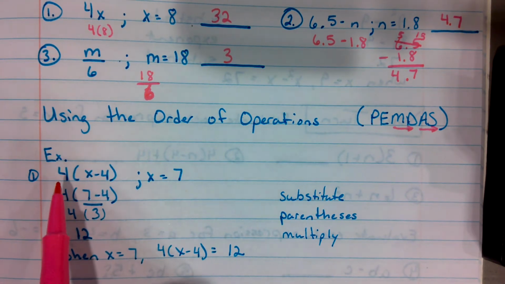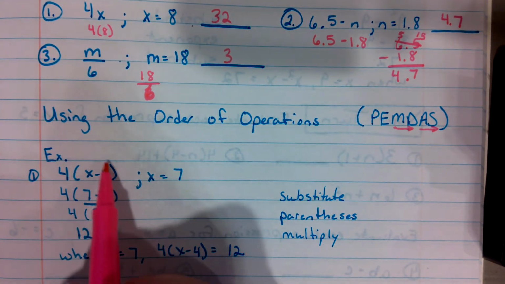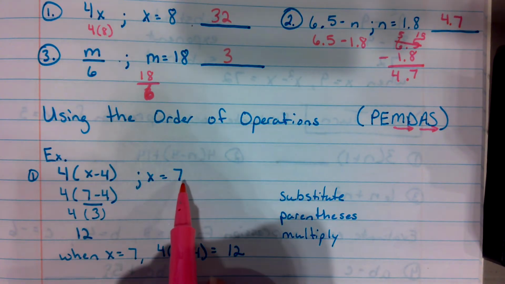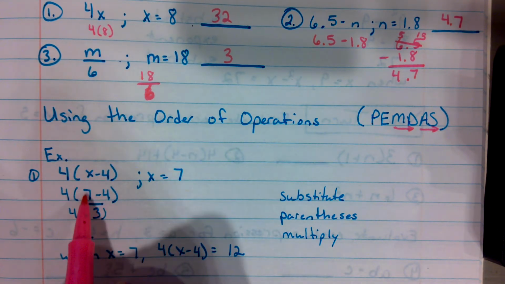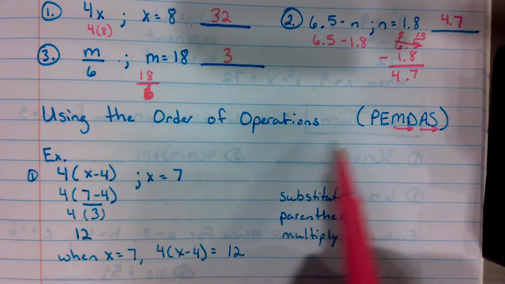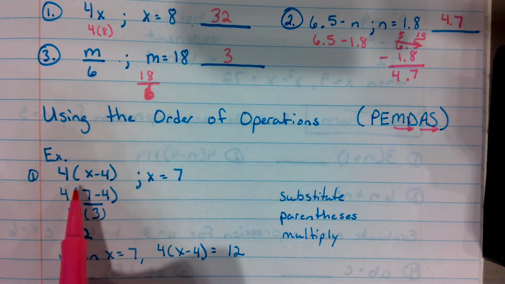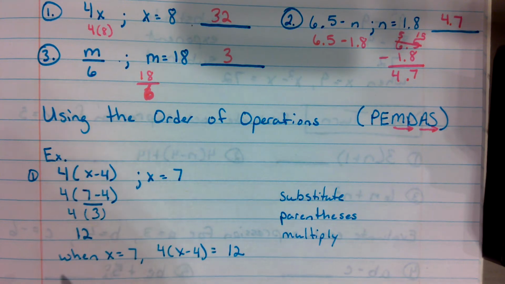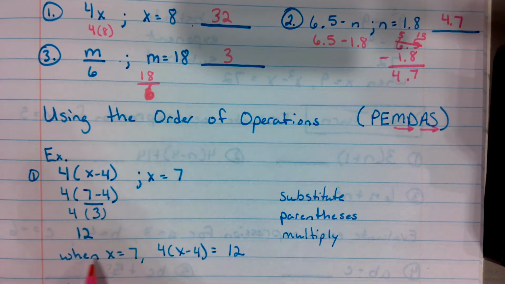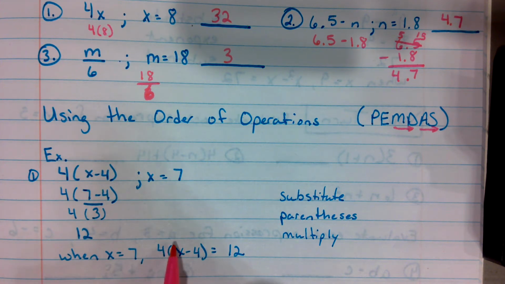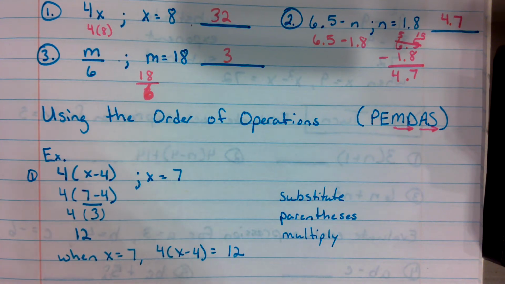My first example says 4, and then in parentheses I have x minus 4, when x equals 7. The first thing I do again is substitute. X is 7, so there's my x. I put 7. The first thing I do in PEMDAS is parentheses. Inside these parentheses I have 7 minus 4. 7 minus 4 is 3. So I still have this 4. 4 times 3. Now we're going to multiply. 4 times 3 is 12. So when x equals 7, 4 times the quantity x minus 4 has a value of 12.